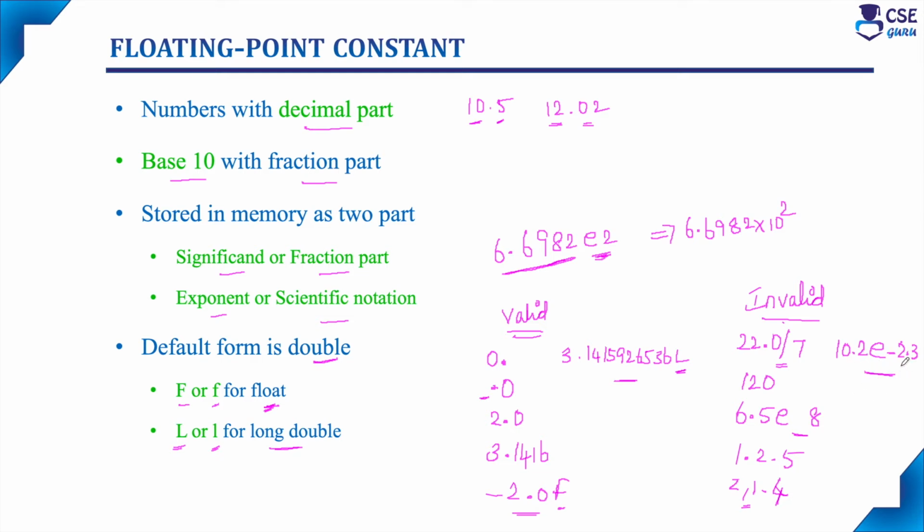In exponent part, fraction is not allowed. In the significant part, we can include the fraction part, but in exponent, we should not include the fraction part. Only whole number is allowed in exponent. So here, since we have included the fraction part, this is an invalid floating point constant. So this is nothing but the floating point constants. So these are all the valid floating point constants and these are all the invalid floating point constants.